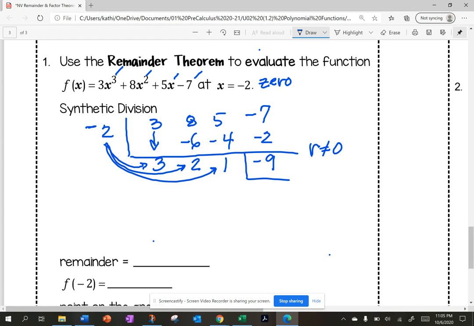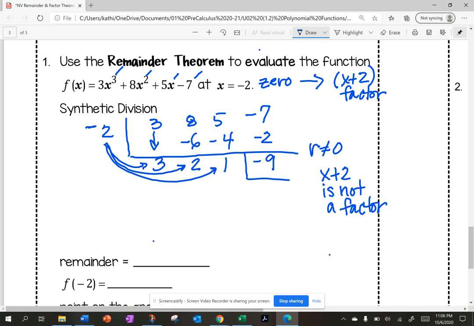So my conclusion is that x equals -2 is not a zero, but we talk about it in terms of a factor. So this is really x plus 2 as a factor. So my conclusion is x plus 2 is not a factor. Okay, so I'm constantly talking about factors and zeros, and I need to know which one I'm talking about.